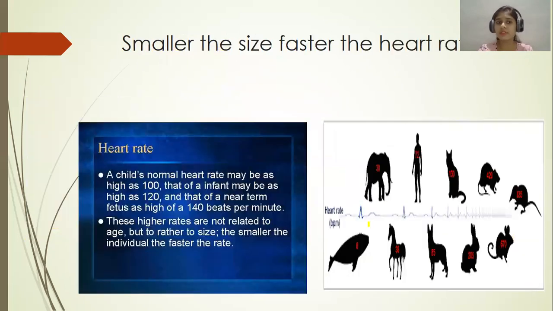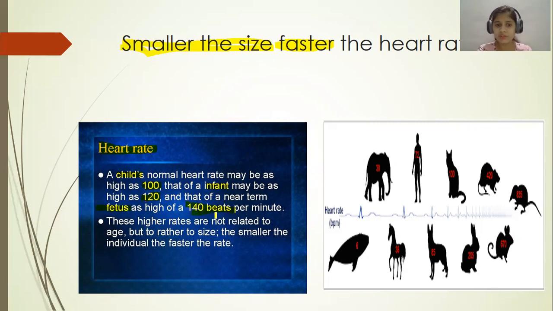Okay. The next part is the heart rate. In this slide, I just want you all to know that the smaller the organism, the faster its heart is going to beat. जितना छोटा organism होगा उतनी ही fast उसकी heart beat होगी. So look at this here. A normal child's heart rate is as high as 100 beats per minute. In an infant it is as high as 120. I hope you all know what an infant is. An infant is a child below 1 year of age. And a fetus has a heartbeat of almost 140 per minute.